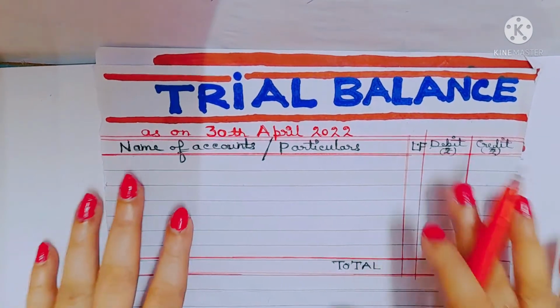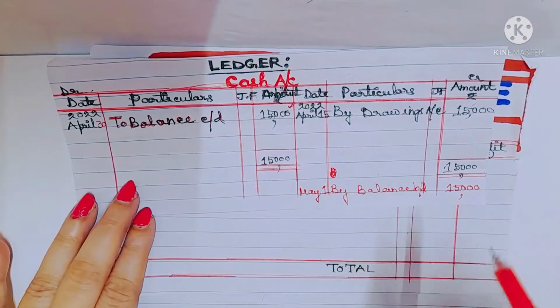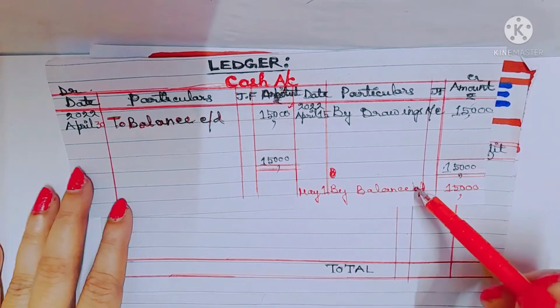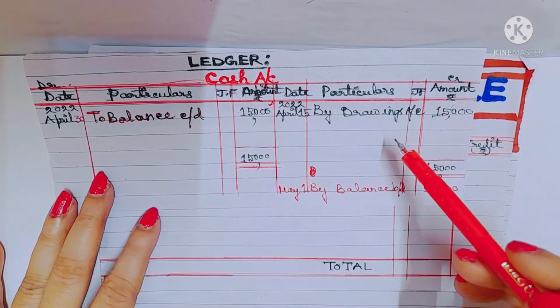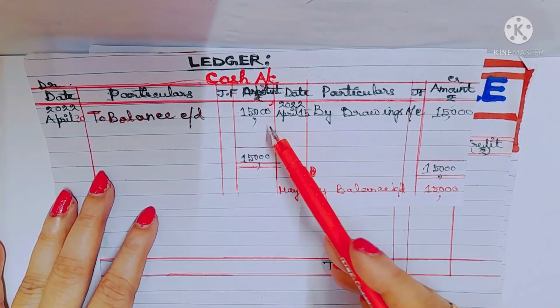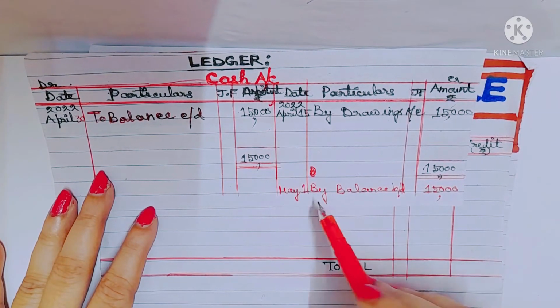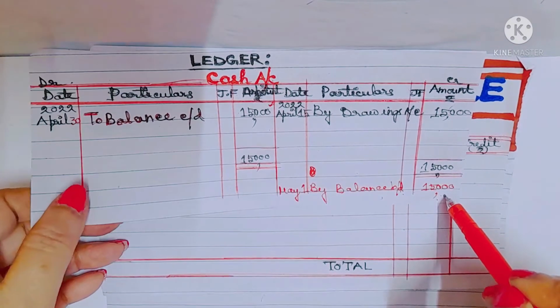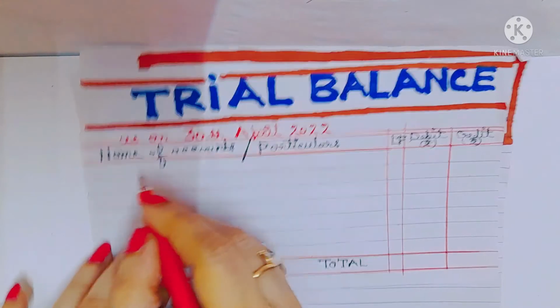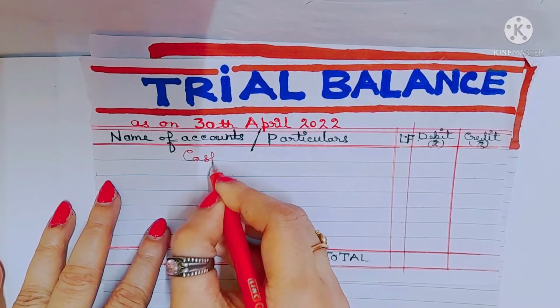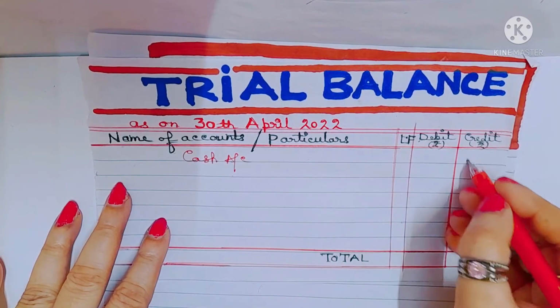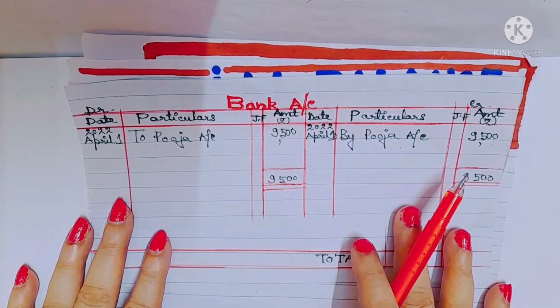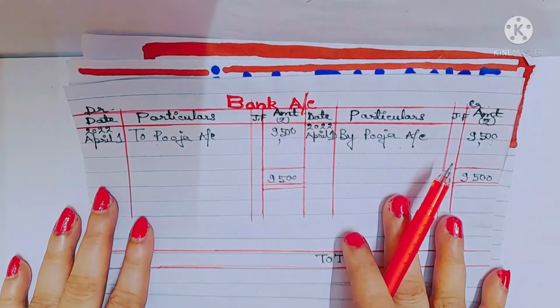So let's do it. Let's see the ledger account balances. First, see here, cash account. Is cash account a debit balance or a credit balance? See, cash account is a credit balance. Why? Because credit side is greater than debit side, and moreover, by balance BD is written beneath the credit total. By how much? 15,000. Okay, let's do it. Cash account, 15,000 credit balance. Bank account shows no balance. So bank account won't appear in trial balance. Understood? So let's go to the next account.